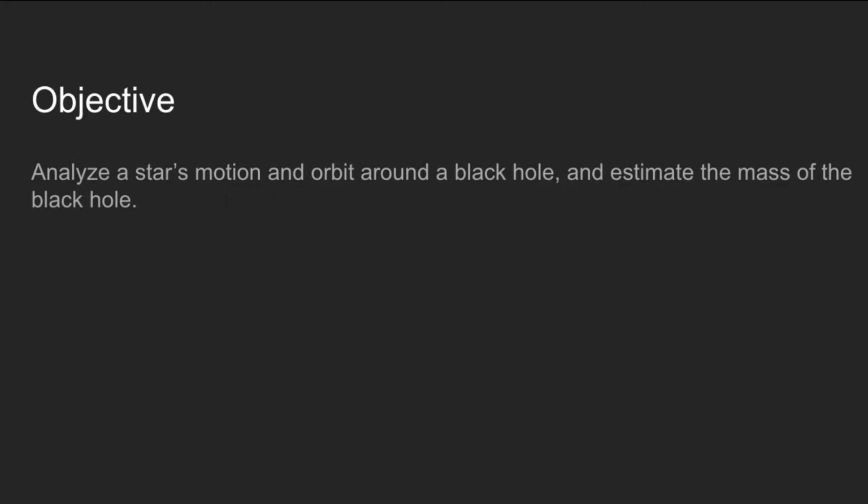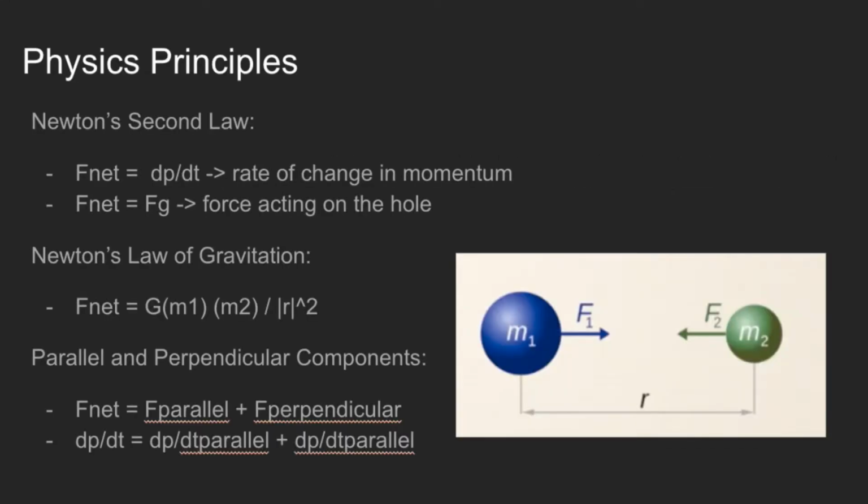We will do this by expanding on the GlowScript code given in the lab instructions and using our physics principles. There are two main physics principles we used in this lab. 1, Newton's second law, or the momentum principle. 2, Newton's law of universal gravitation.